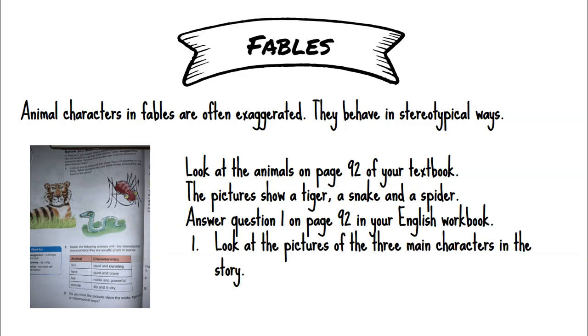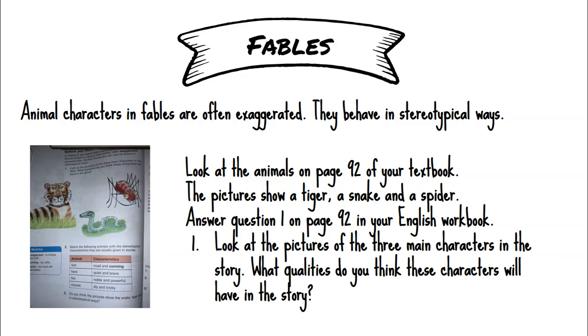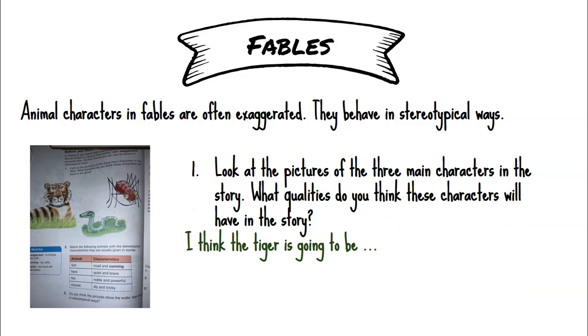So this is the question in case you can't see, or in case you want to. On the slide it says, look at the pictures of the 3 main characters in the story. Now, these characters, the tiger, the snake, and the spider, are going to appear in the fable. What qualities do you think these characters will have in the story?